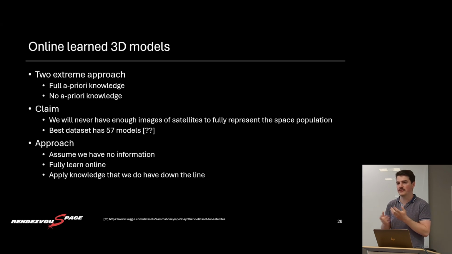So already we have examples of spacecraft that we know are in space that are not well represented by this data set, and so this claim at least has some ground. So the approach we're going to take is we're going to assume we have no information. We're going to learn fully online. Once these approaches are working, we're going to apply that knowledge of the fact that we know what satellites look like to get computational gains.